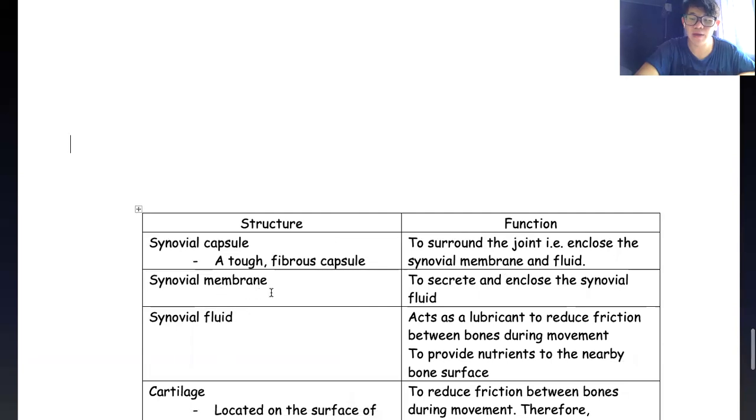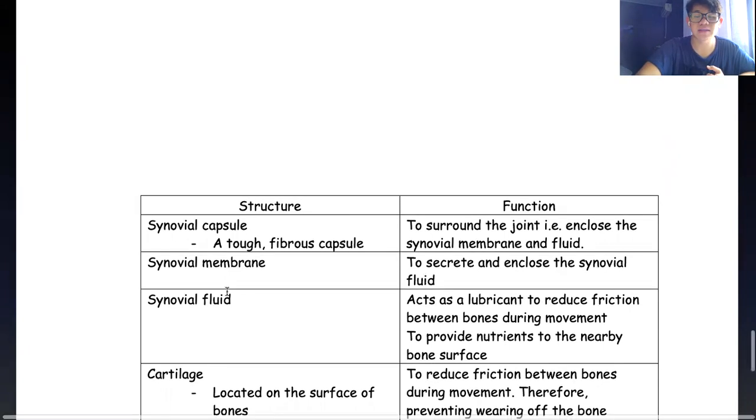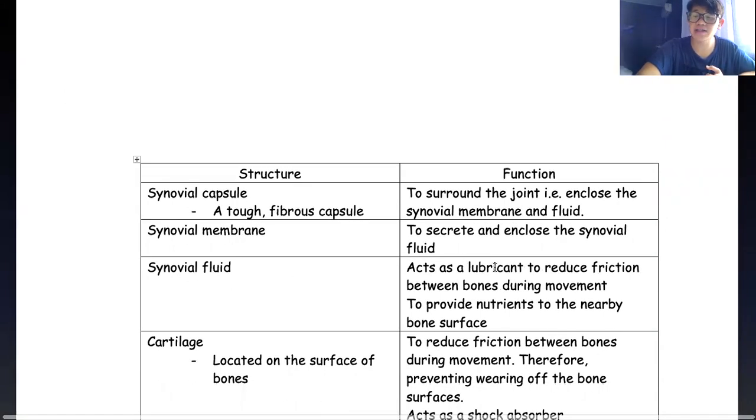Next, the synovial membrane. The synovial membrane secretes and encloses the synovial fluid. The one that makes this is the synovial membrane, the darker red, a very dark red. Those are the synovial membrane, and what makes the synovial fluid is here, the orange, brownish part. So they are the ones that secrete the synovial fluid. And the synovial fluid, what is it for? It acts as a lubricant to reduce friction between bones during movement and to provide nutrients to nearby bone surfaces.